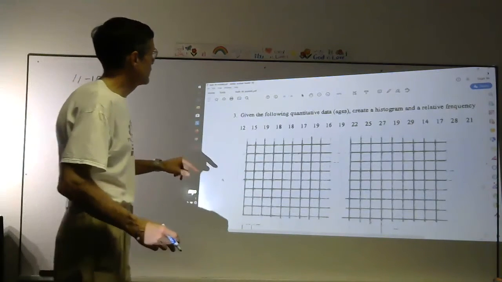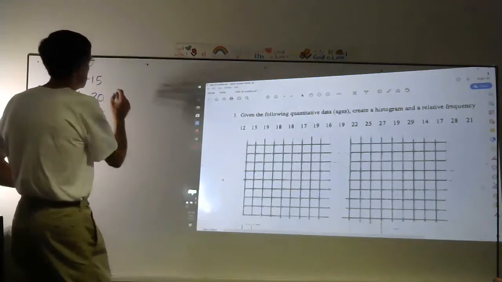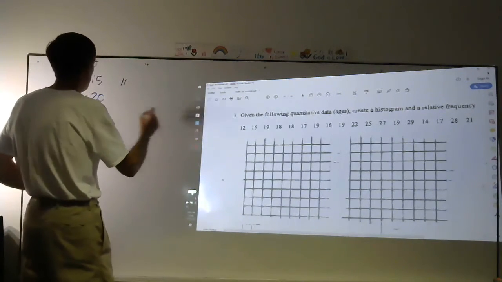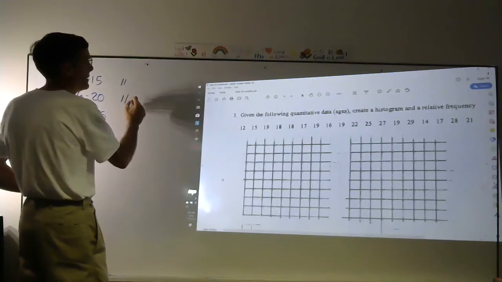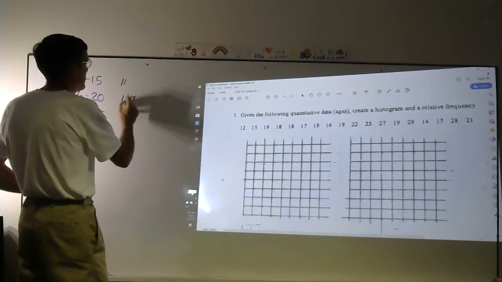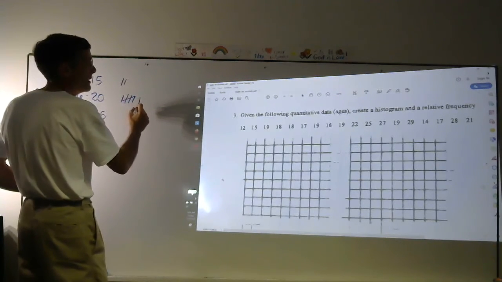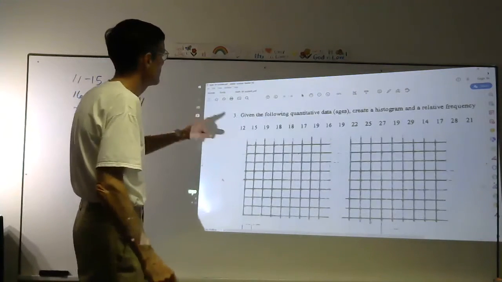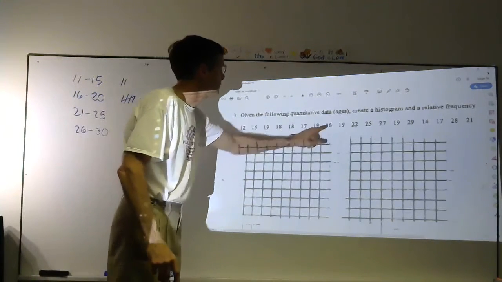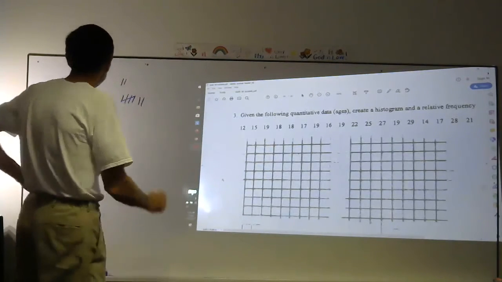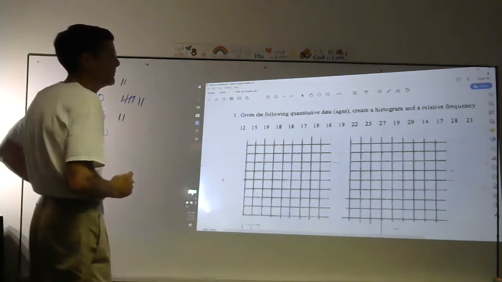From 11 to 15, let's do it this way. I have a 12, I have a 15, I have a 19, an 18, an 18, a 17, and a 19, and a 16, and a 19. Now, did I do that right? 12 and 15 are 2 of them. Then I have 1, 2, 3, 4, 5, 6, 7 in this group. Yeah. Then I have 22 and 25, 2 in that group.